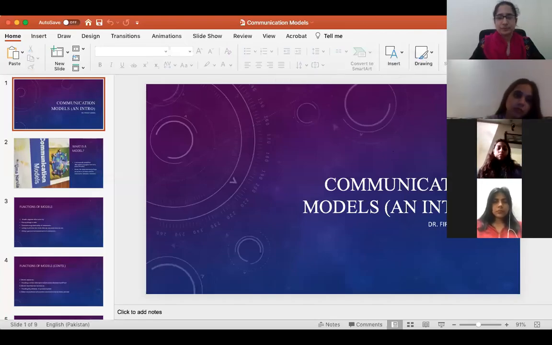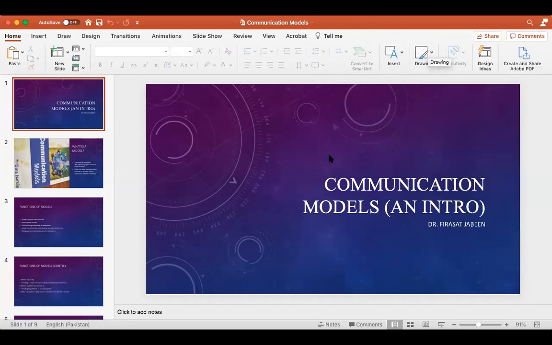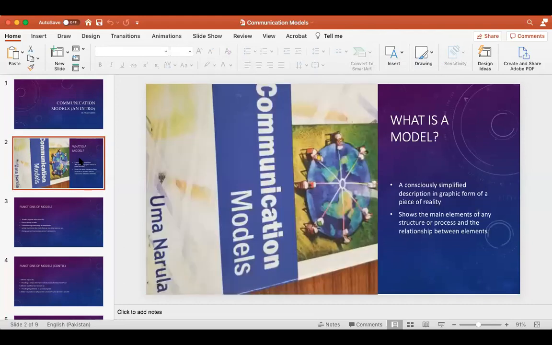All right. So in our last class, we were talking about communication models, and this class is an introductory session related to models. Inshallah, from next week, we will begin our discussion of models. So this is basically just introductory sessions, like yesterday's class, the last class and today's class as well.